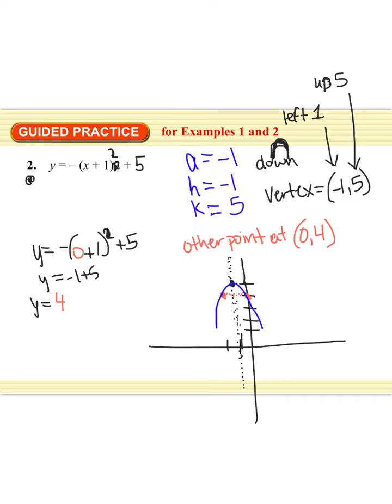Hopefully you got something similar to what I got. So first I found my coefficients. I realized that it was going to be opening down, and I knew my vertex was at opposite h comma k, so that's (-1, 5), and that means it moves to the left 1 and up 5. Once I found my vertex and my axis of symmetry, I wanted to know what the y value was when x was 0. So I plugged in 0 for x and I found y, and I plotted the point (0, 4). And I used my line of symmetry to plot my other point, and then I completed my parabola.